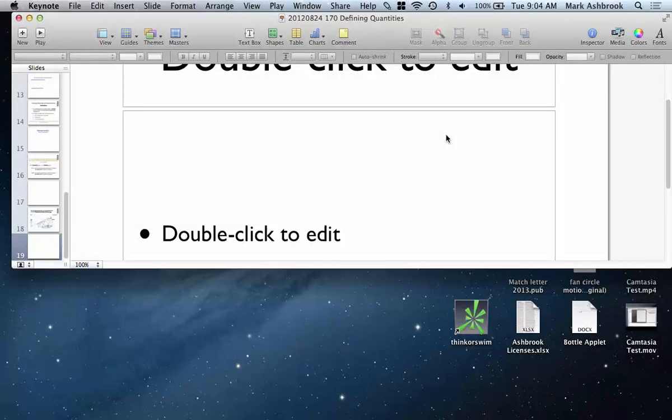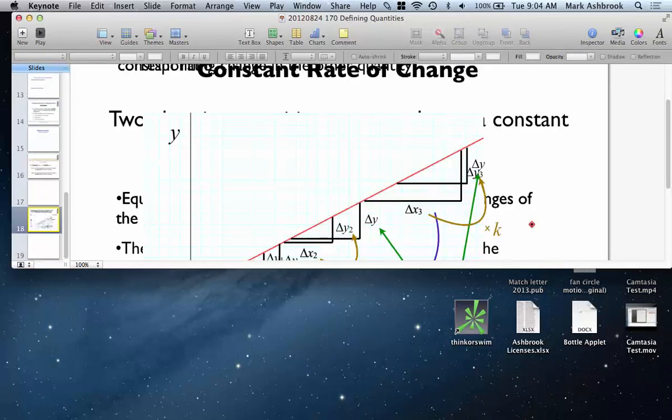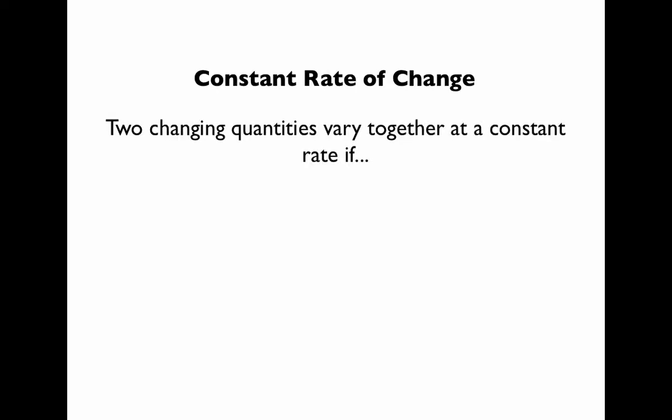You want to be looking at the problems through that lens, okay? You want to be looking at the problems through this lens. So let's review that. So, constant rate of change. Two quantities vary together at constant rate of change if, and there were three things that we talked about. And this is the last thing on your quiz.